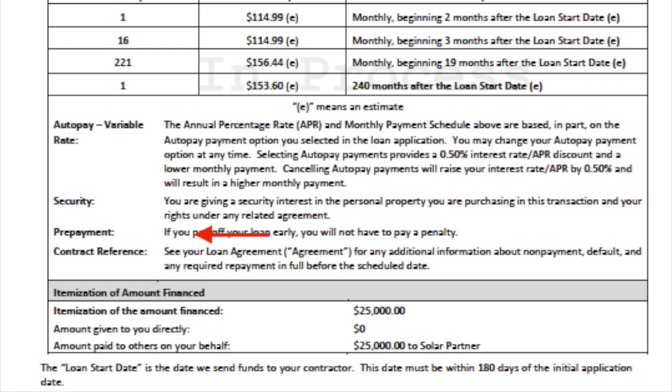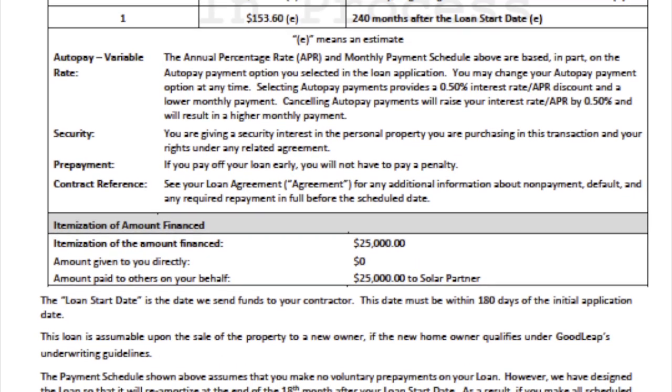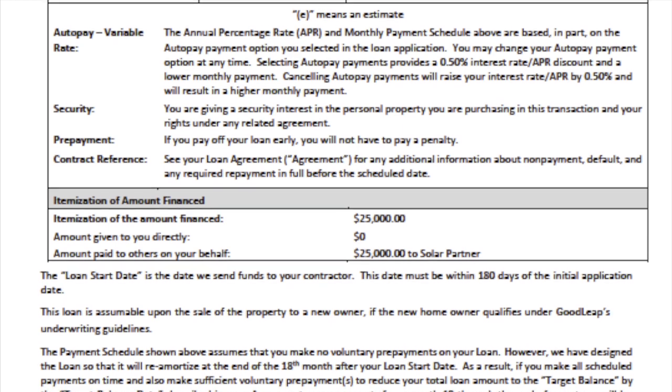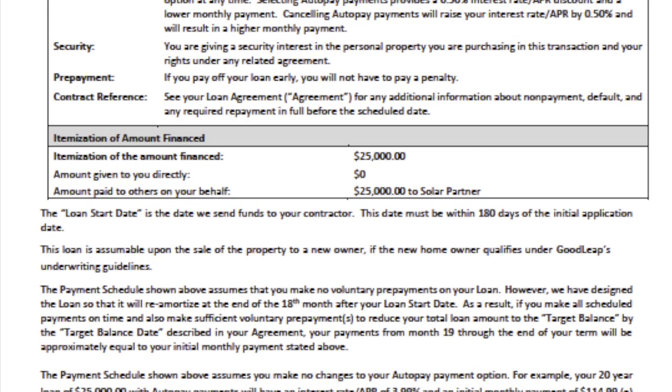There is no prepayment penalty on the loan. None of our loans have prepayment penalties. And this will clarify again for customers. They're financing 100 grand. Nothing goes to them. Everything goes to the installer.